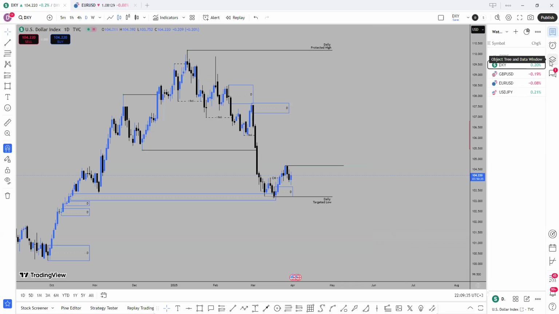And just as it has been our tradition, we're gonna start with the DXY, and this is the daily chart for the DXY. After that, we're gonna be looking at EURUSD, GBPUSD, and finally USD.